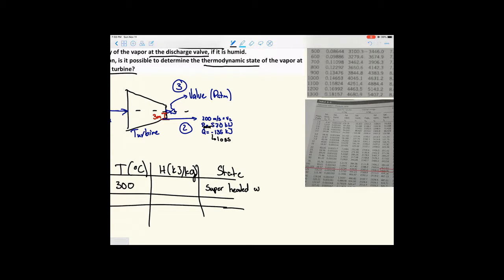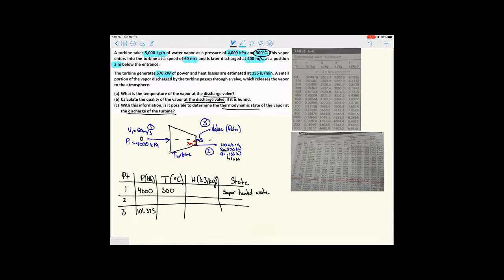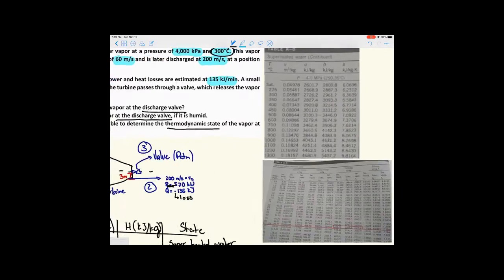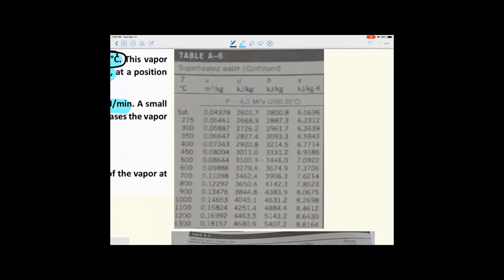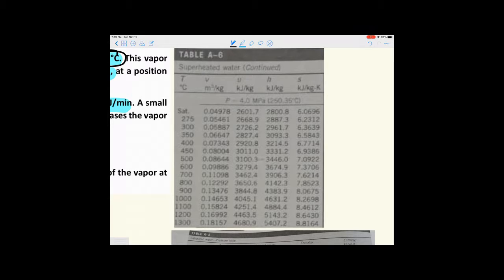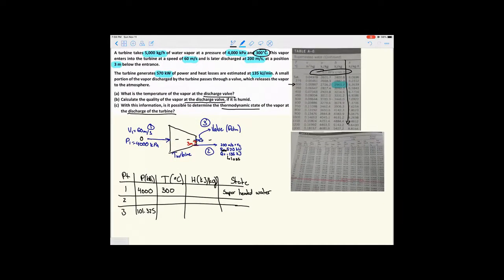From this, we go to a table of superheated water property values. We look for the pressure, which matches the one of our problem, and for the temperature, which matches the one of our problem. And we look down the enthalpy column to find the enthalpy that occurs under these conditions. In this case, that enthalpy is 2,961.7 kilojoules per kilogram.